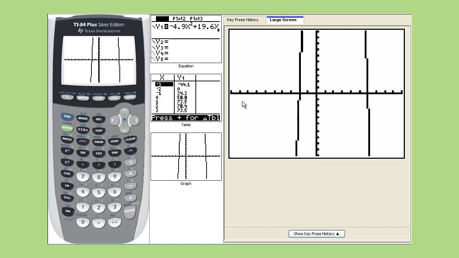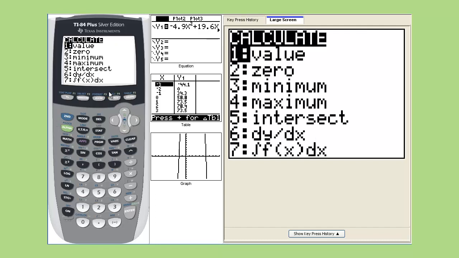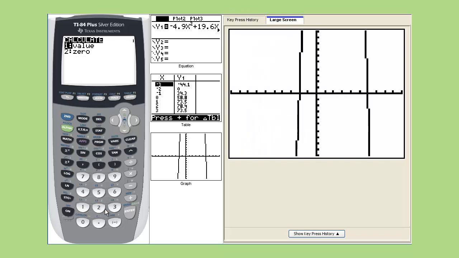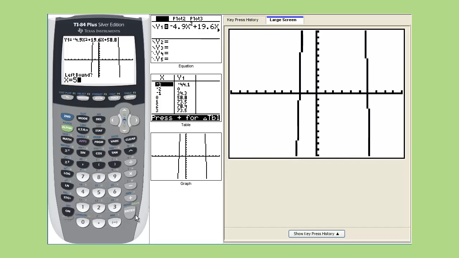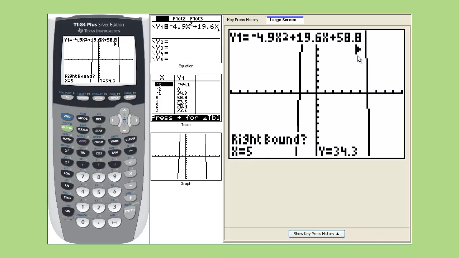So the best way to find out exactly what this answer is, is to hit your blue button, second, and then hit your trace. This will take you to your calculate menu. Anything that's blue, once you hit the blue button, it's going to give you there. So we're trying to find our 0. So we're going to hit 2 for our 0. It's going to ask for a left bound. So we need to find some number that's to the left of where this crosses our x-axis. So I would say 1, 2, 3, 4, 5. 5 would be a good number to type in. So we're going to hit 5. Notice how it says x equals 5. Enter.